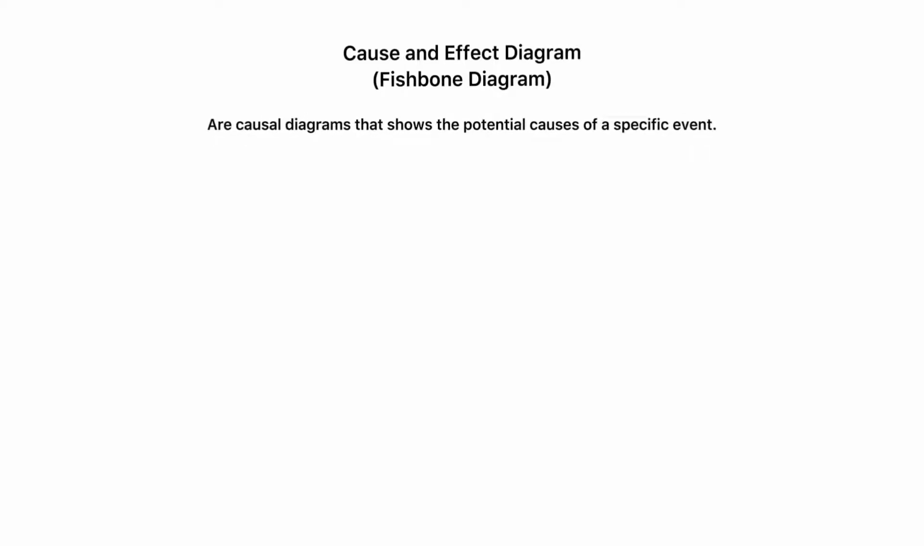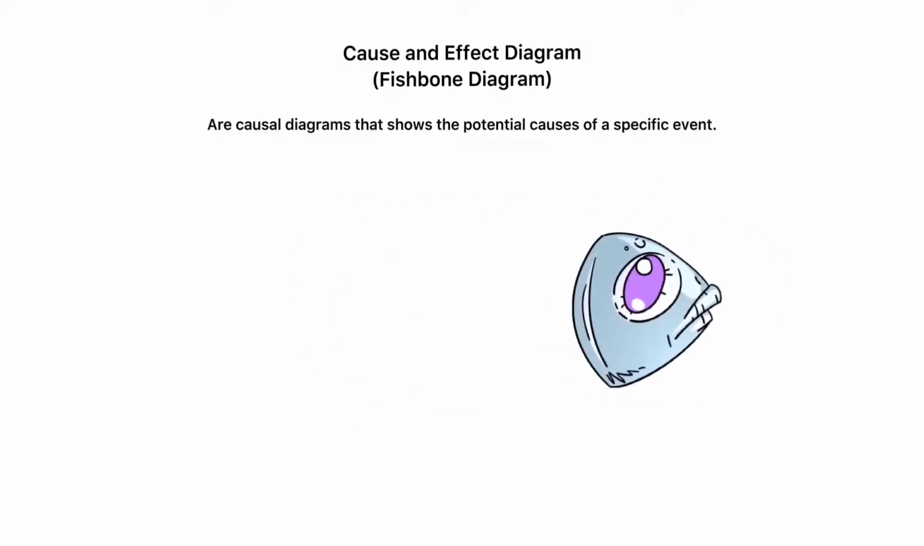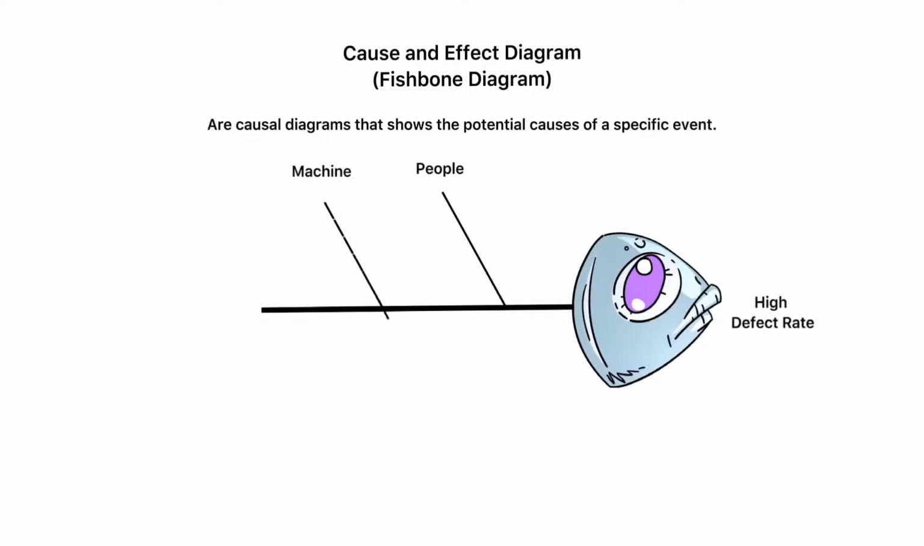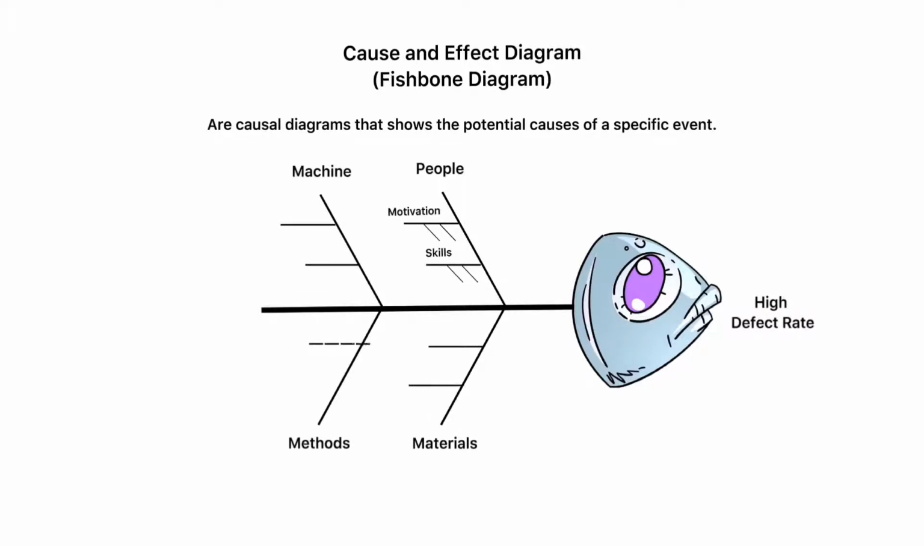These are causal diagrams that show the potential causes of a specific event. The head of the fish represents the effect, while the succeeding parts are its causes. Suppose we are facing a problem of high defect rate in the organization. Then, we brainstorm the broad categories which can lead to this problem, like people, machine, materials, or methods. Then, we classify all the possible causes which can lead to this factor. These causes can also be further divided. In the end, you get an image of root causes or reasons that potentially contribute to a particular effect.